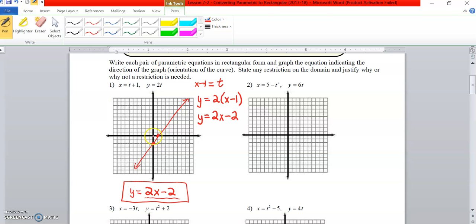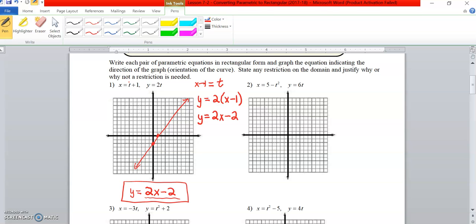Well, let's check. So y-intercept is negative 2. Our slope is 2, so we went up 2 to the origin and over 1. All right, so it really is as simple as that. Substitute to find t in one of the equations, and then solve by subbing that t into the other equation. Eventually get y by itself, and we're done.